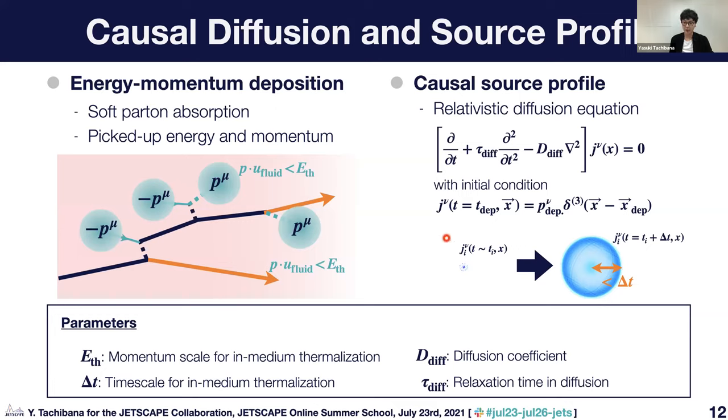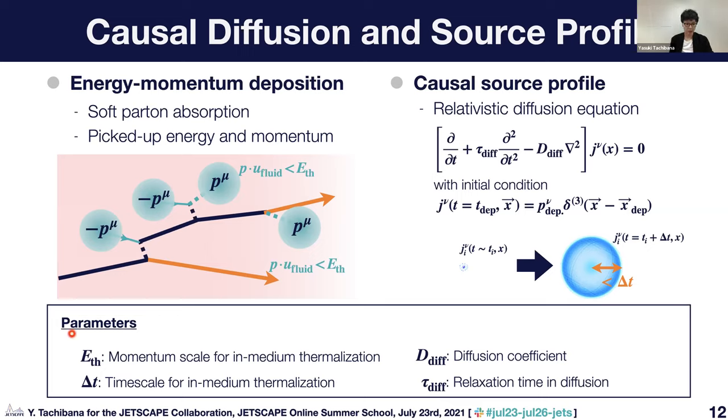So first we prepare a delta function like profile, with energy and momentum, which will be absorbed, which will be deposited into the medium. And then we let this evolve by solving the relativistic diffusion equation. And then we will have a finite size profile for the source term, and then we attach this source term with this profile on the right hand side of the hydrodynamic equation.